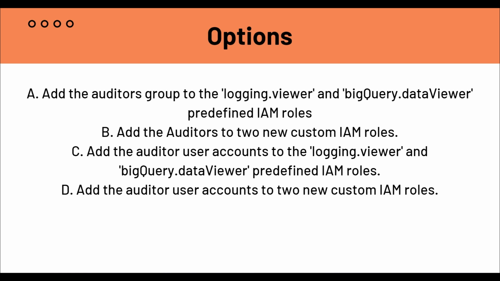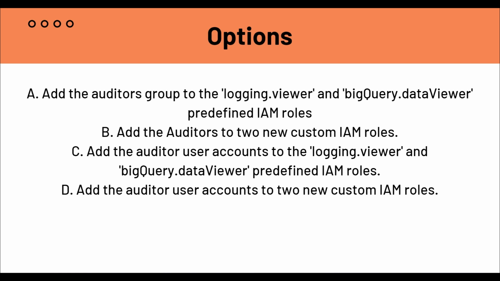Now you'll see A and C have predefined IAM roles. That is, we're not creating new addresses that never existed, okay? And we're also not giving owner access to the delivery guy. Now the only difference between A and C is that A is giving the access to the auditors group and C is giving the access to each account separately.